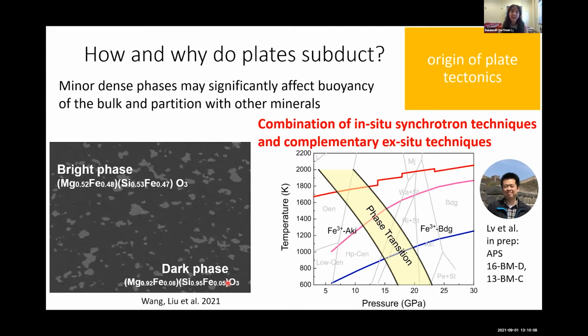What we're looking at is how these minor dense phases, such as a really iron-rich silicate here, would affect the buoyancy of a subducting phase assemblage, or the buoyancy of material that perhaps had segregated early in Earth's history at the base of the magma ocean. How is that going to behave as part of mantle convection? And how is iron going to be partitioned with other minerals?